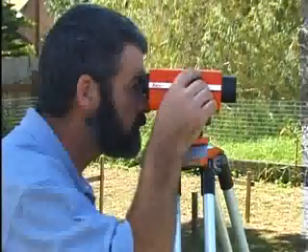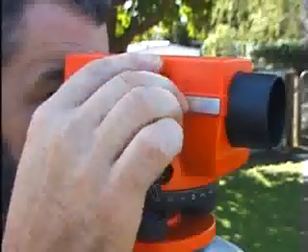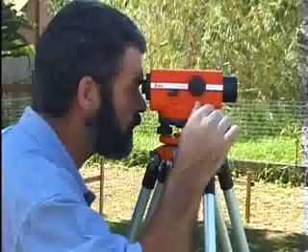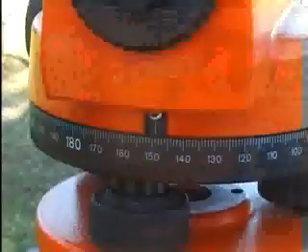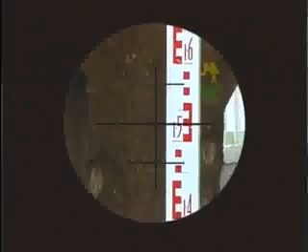Initial aiming at the staff is done using the sighting groove on top of the instrument. The focusing knob is located on the side of the instrument. It is turned until the staff is brought into focus. Final aiming at the staff can be done using the horizontal drive knob. This knob makes fine adjustments and is extremely accurate.